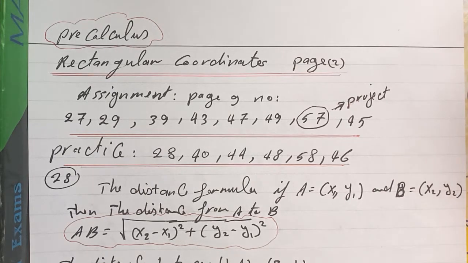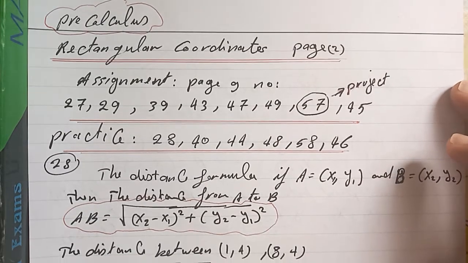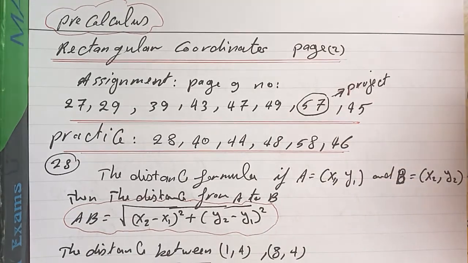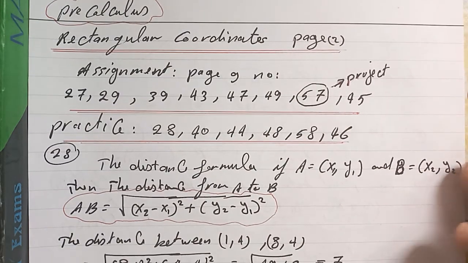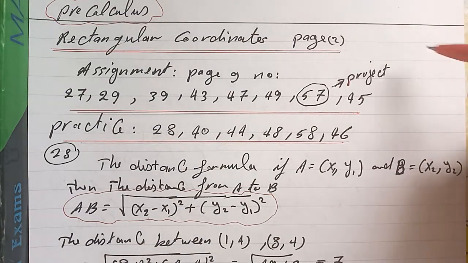Good morning, grade 11. This is the pre-calculus part after chapter 14. The first lesson is talking about rectangular coordinates, and it is a very easy lesson. And you have a background about these lessons.